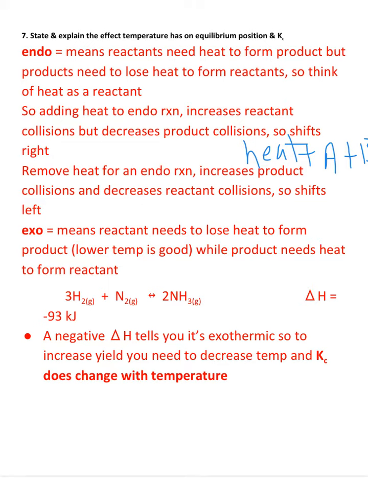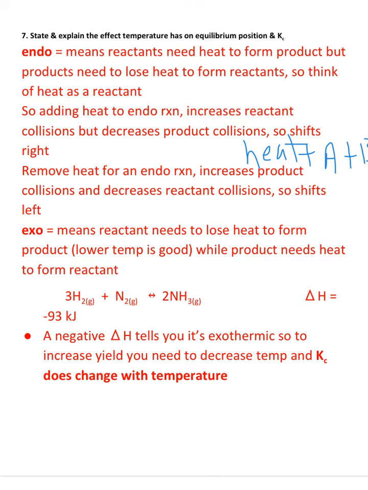But if we look at the reverse reaction, AB needs to lose heat or release heat to break back down into the reactant. So this is why Kc will be affected by temperature, because heat is always going to affect one side, one direction of the reaction in a positive way, and it's going to affect the other in a negative way. So the changes aren't going to balance out.